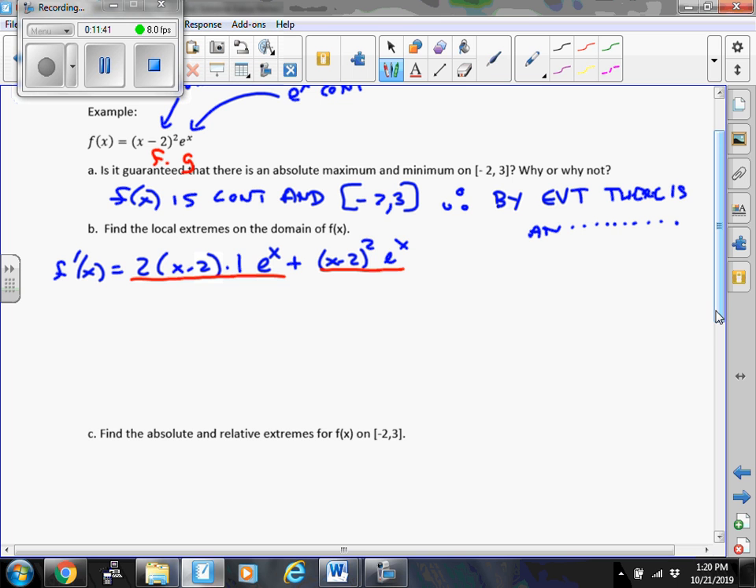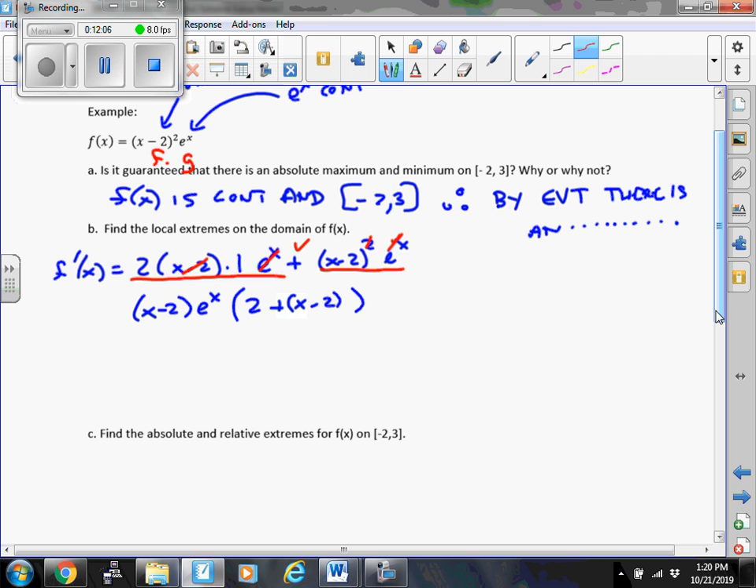The common factors are 2 and e to the x. What remains, the first one, is a 2, or just 2, plus, and over here, what's left is an x minus 2.